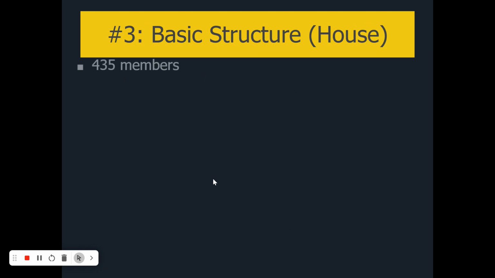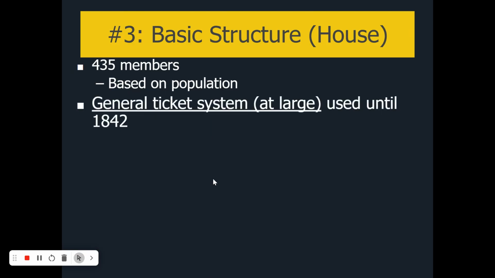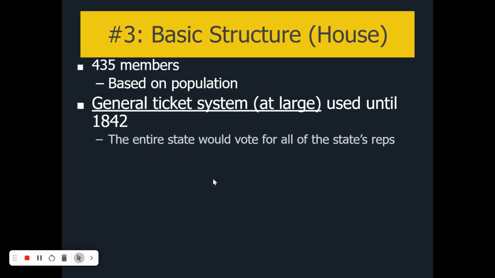All right, the House is a little bit different. There's 435 members of the House of Representatives, and it's based on population. So every state has to have at least one rep, but the bigger states have the most. Until 1842, we used what was called the general ticket system, or the at-large voting system, to elect our reps. This basically meant that the entire state would vote for all of the state's representatives.